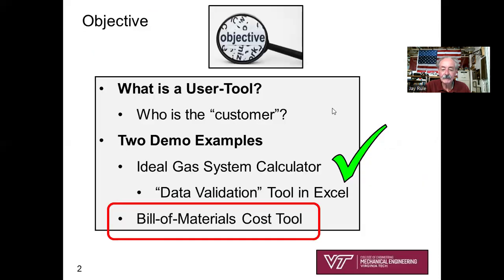And here we go. So let's see, in the first example, we had a simple ideal gas system calculator. I sort of blundered through showing you how to create a drop-down pick list, and then I really blazed through using match and index for getting the relationships of other tabulated things against what the user, maybe you or others, have selected in the drop-down pick list. And now, second project would be to create a bill of materials cost tool.